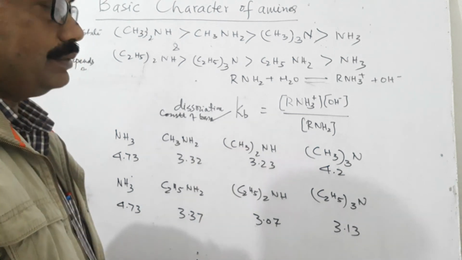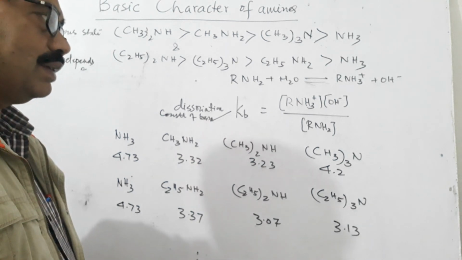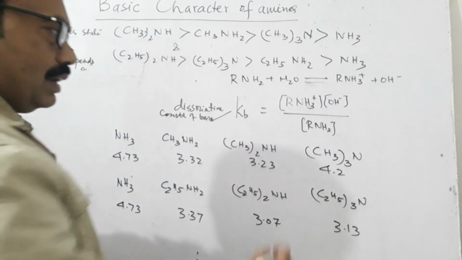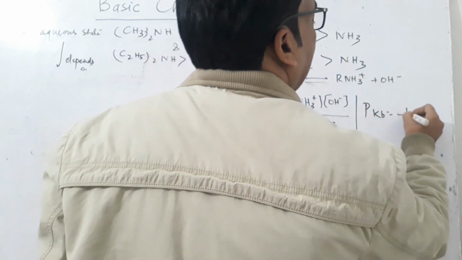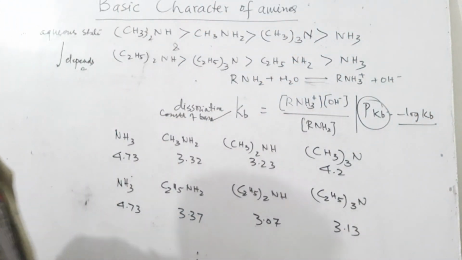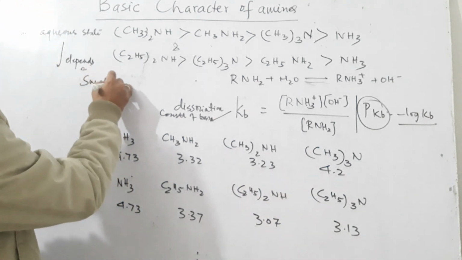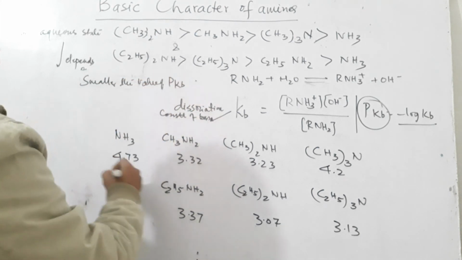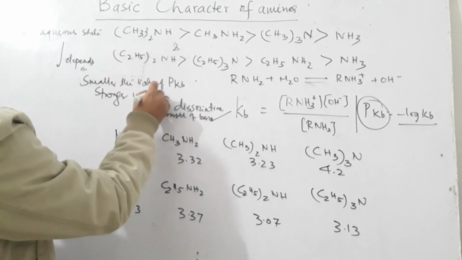The larger the value of Kb, the stronger the base. In another way, we can consider pKb equal to minus log Kb. So, the smaller the value of pKb, the stronger the base.